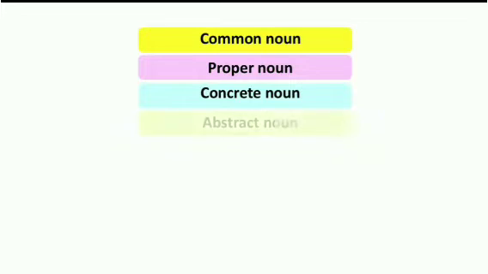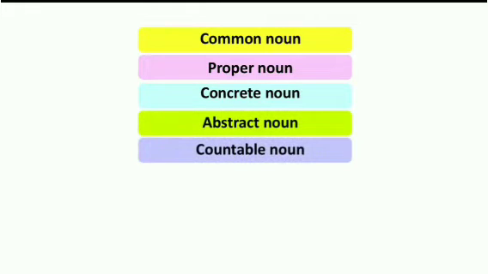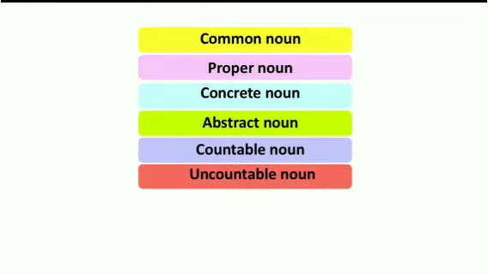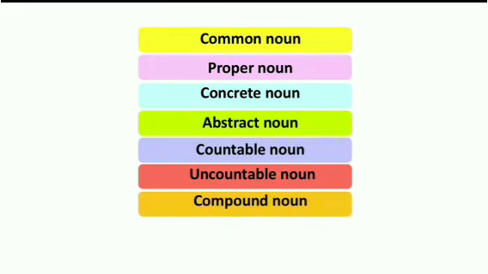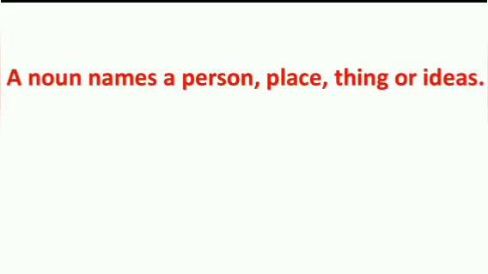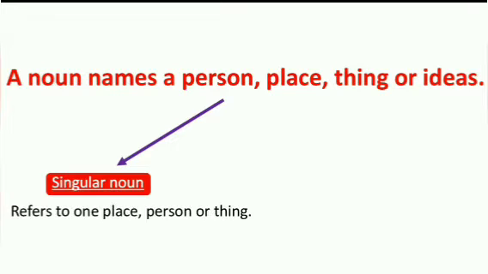Nouns: common noun, proper noun, concrete noun, abstract noun, countable noun, uncountable noun, compound noun, and collective noun. A noun names a person, place, thing, or idea. So we can have singular nouns. These refer to one place, person, or thing. For example, boat, lion, monkey.